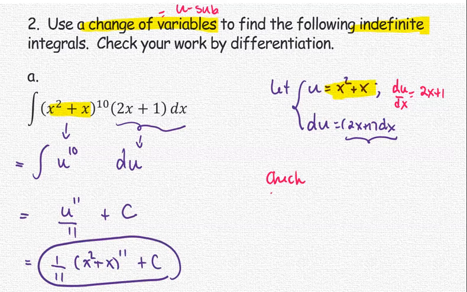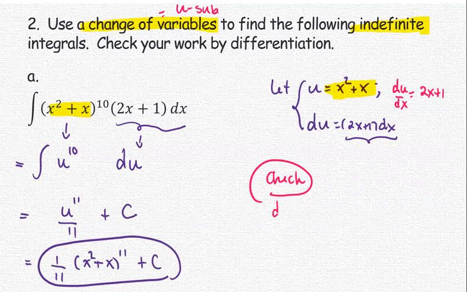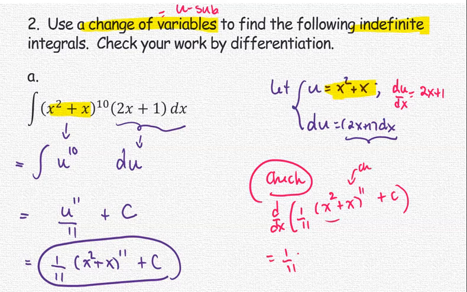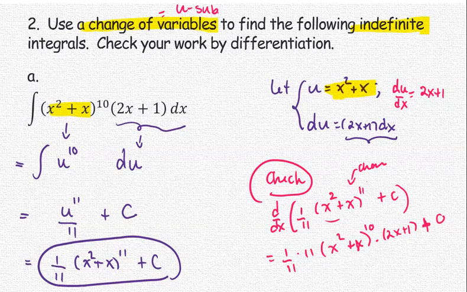And then we can check the solution by whether the derivative returns exactly the same form as the integrand or not. So find the derivative of 1 over 11 of the quantity x squared plus x to the power 11 plus c. The constant multiple 1 over 11 stays. For this part we use the chain rule. The outer is the power 11, so multiply by 11, and the inner to the power 10 multiplied by the derivative of x squared plus x, which is 2x plus 1, plus the derivative of c, which is 0.